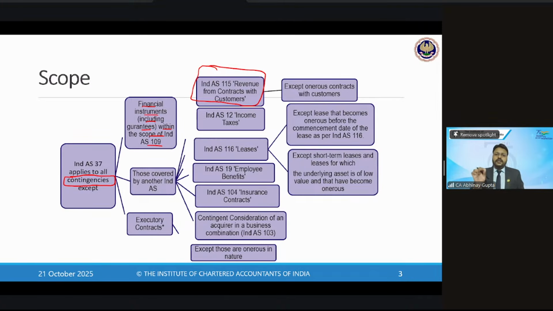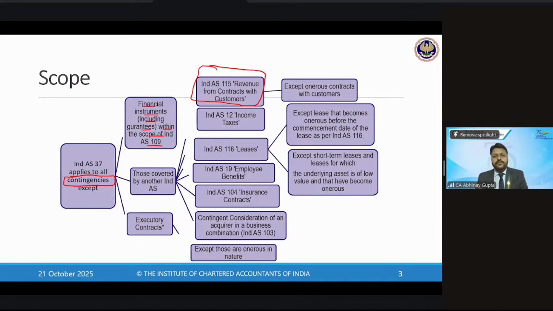Unless and until there are any case laws running in the court of law whereby we need to record certain provisions on the basis of the probable outcome of the case, right? So unless and until there is a case, then only Ind AS 37 gets triggered, otherwise not. Until then, Ind AS 12 is taking care of that, right? Similarly, Ind AS 116 leases, right? So in Ind AS 116 leases as well, there are certain contingencies involved, right?